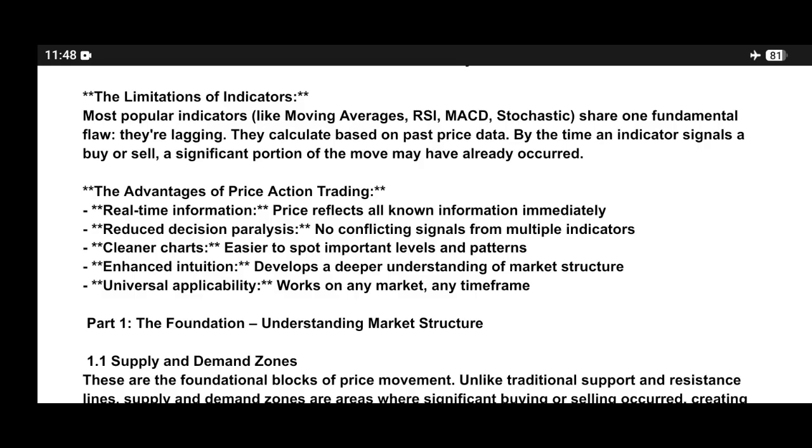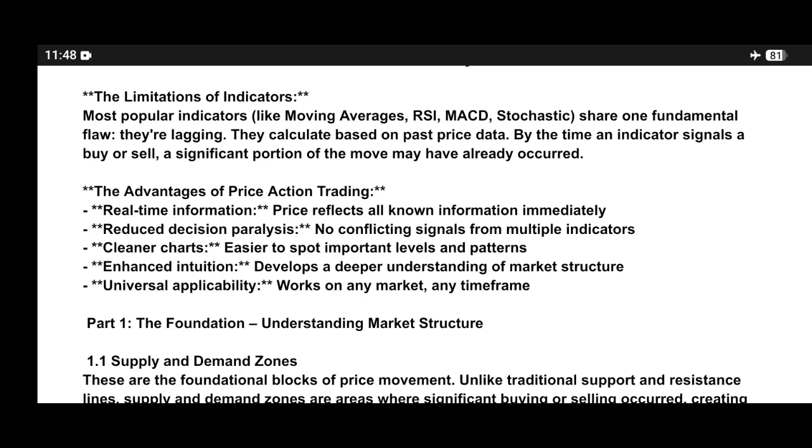Then number three, cleaner charts, because it is easier to spot important levels and patterns clearly in pure price action without needing to use indicators. Number four, enhanced intuition, meaning that it develops a better understanding of market structure. Yes, of course, price action helps you gain a deeper knowledge and understanding of market structure. Are you getting my point? Then the other one is universal applicability.